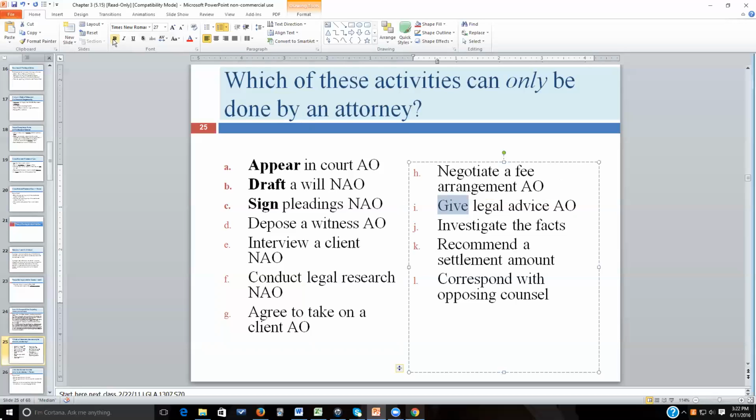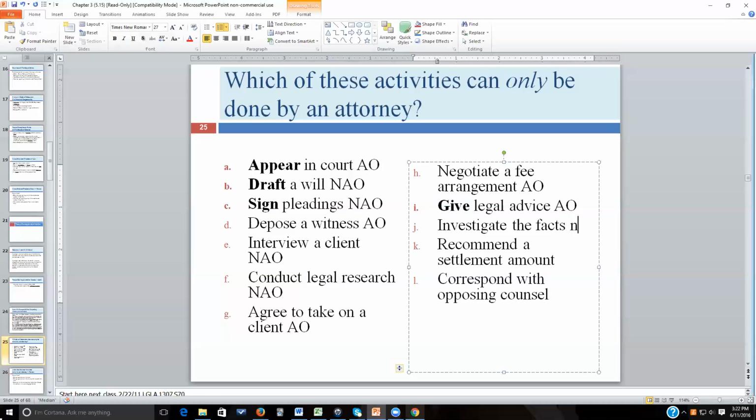If it were developed legal advice that is discussed with the attorney, that could be a paralegal. So it might be that this legal advice that the attorney is giving to the client is actually legal advice appropriately developed by the paralegal that is shared with the attorney, and then the attorney who agrees with it shares it with the client. Investigate the facts.